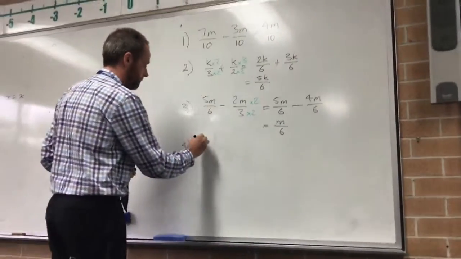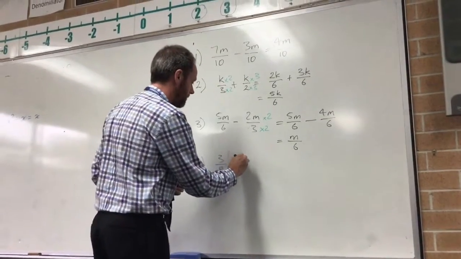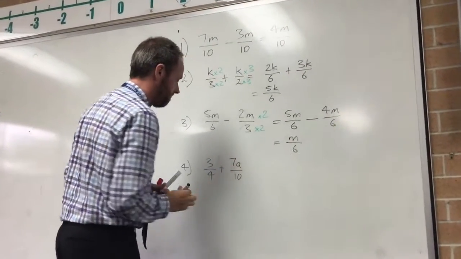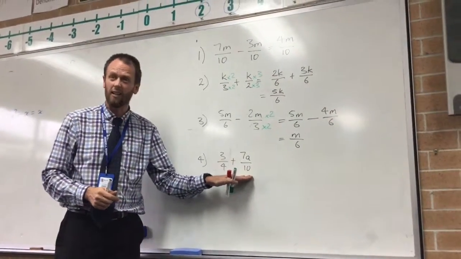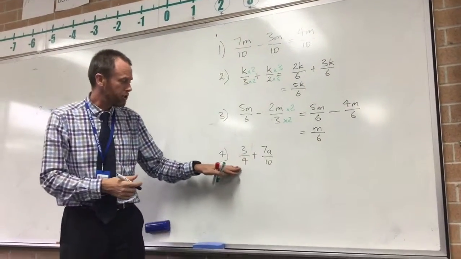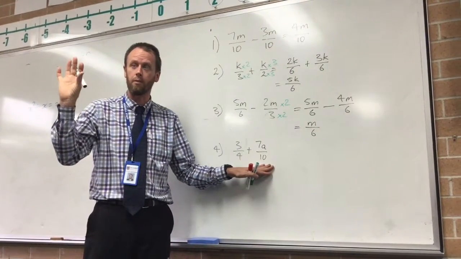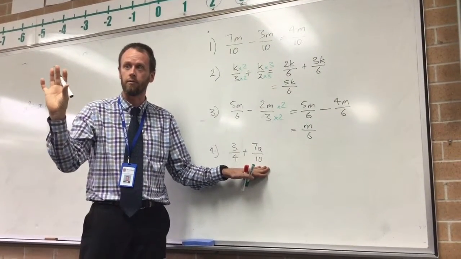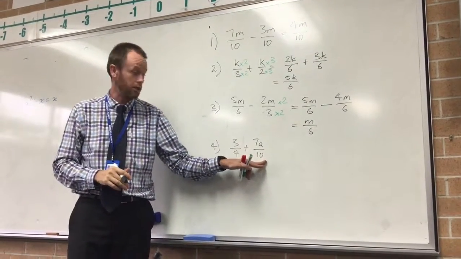Last example, question 4 for today, is 3 over 4 plus 7a over 10. Now the denominator here, 4 doesn't go into 10, so I can't use 10. I could do 4 times 10 and get 40. That makes my numbers much bigger and much harder to deal with. Or I could work out that both 4 and 10 go into 20.